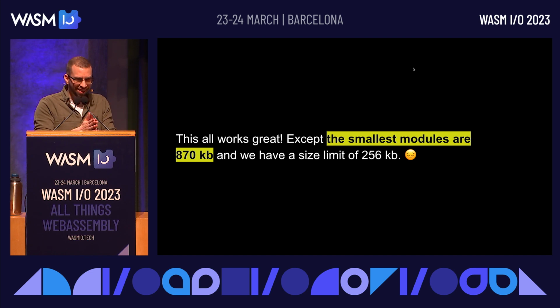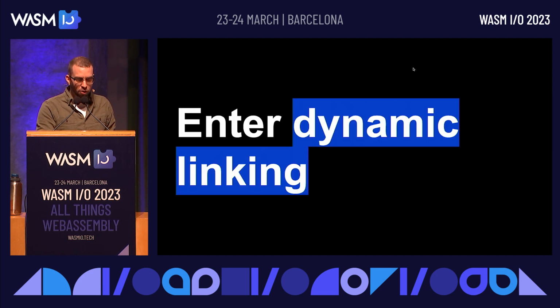So this all works great. We get our JavaScript, we get our WebAssembly module out of this, and everybody's happy. Except, if you'll remember earlier, I mentioned we have a size limit of 256 kilobytes, and the smallest module that this approach produces is 870 kilobytes. So not super great for that use case in particular.